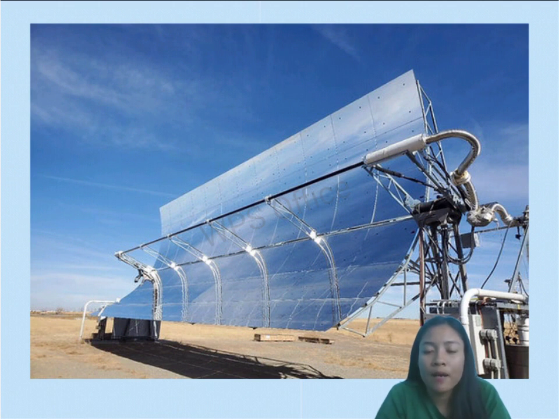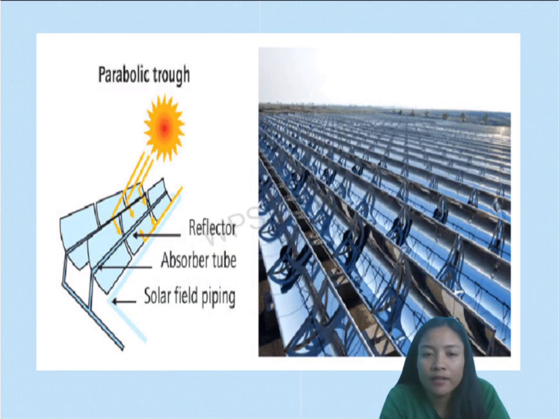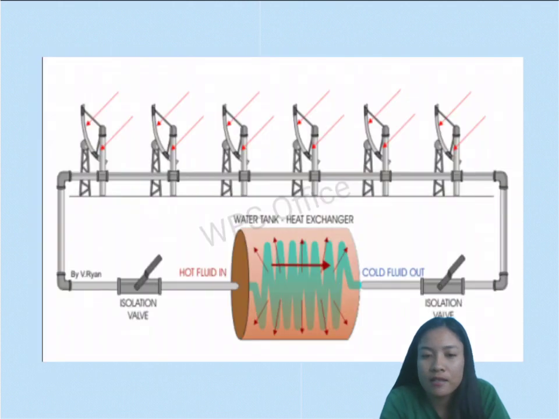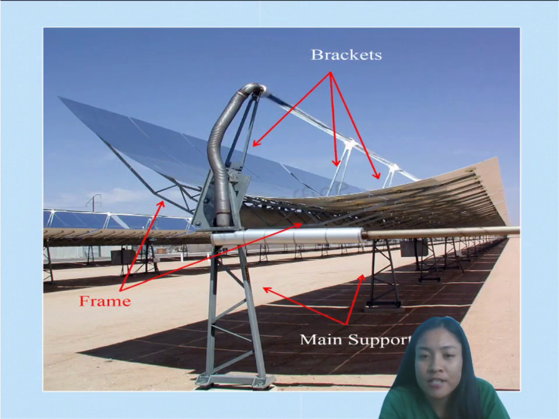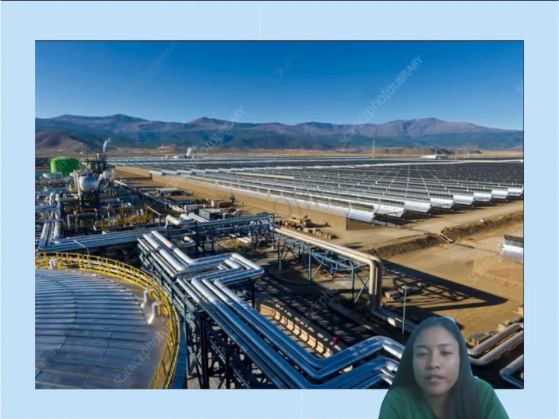So a parabolic trough is a type of concentrated solar power system, katulad nga ng sinabi kanina, na kung saan long and curved mirrors arranged in a line concentrate sunlight on pipes located at the mirror's focal center. So on the next slide, makikita natin dito na dito yung merong reflector, absorber tube, and also the solar field piping. So, dito sa mga next slide is mga pictures lang din ng parabolic trough.